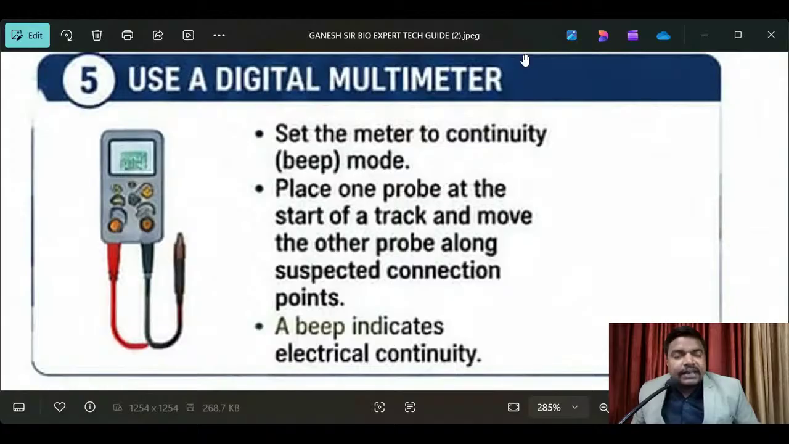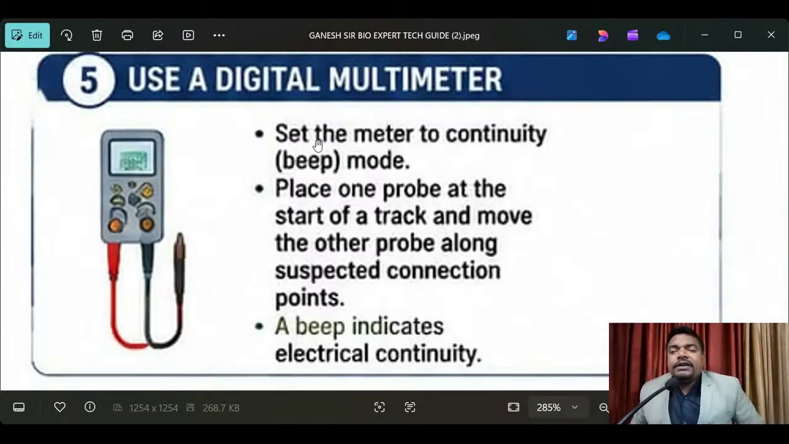Multimeter is very, very important. That's why every time I'm saying every biomedical engineer should become technical, and you should focus on technical categories, then only you will have a bright future. Okay, let me continue right now.